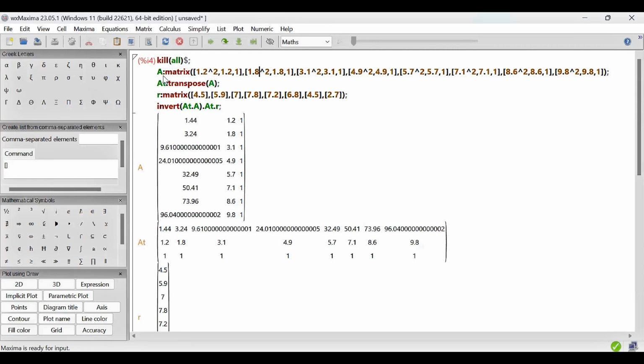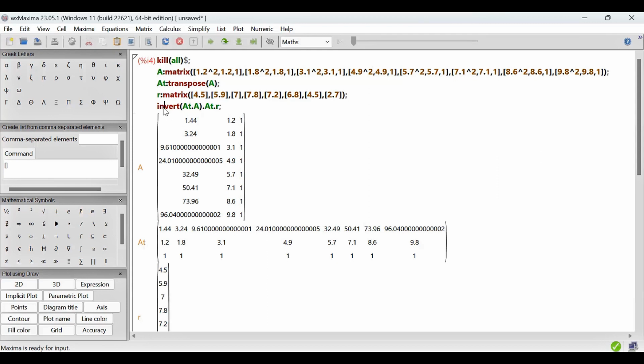So this is the second value. We have 1.8 squared, 1.8, and 1. This is the third value, 3.1 squared, 2.1, and 3. And just going down and putting in each of the values for the different values that were given in the data. And then to compute A transpose, now I have A, I take A transpose. And then my R matrix, these are the Y values for the corresponding points. That's what you see here.